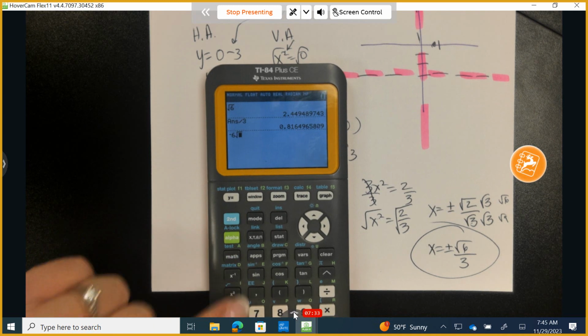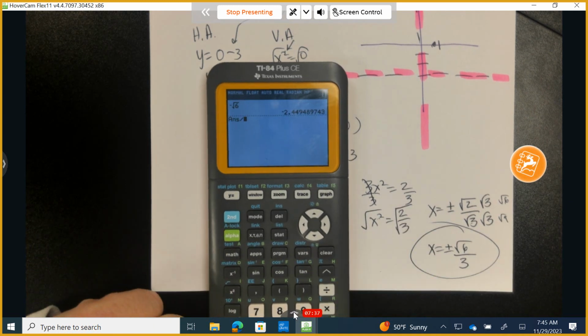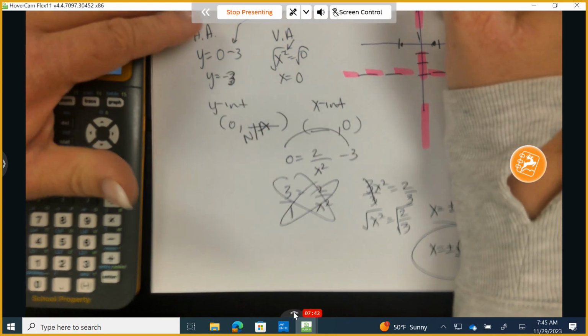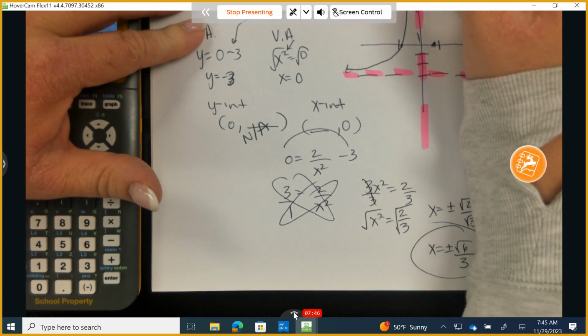So we have the negative square root of 6, and then if I divide it again by 3, I have that exact negative answer. So this is what it looks like. We never actually have a y-intercept, and it comes down this far.